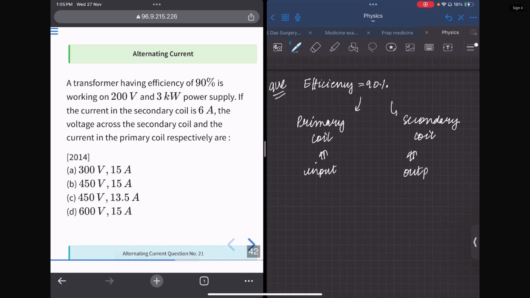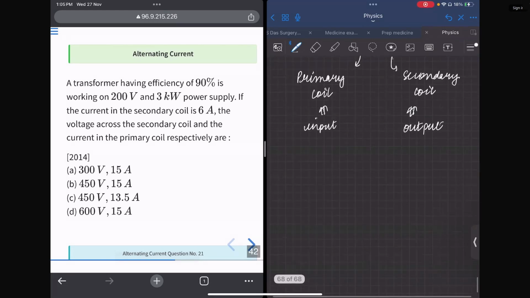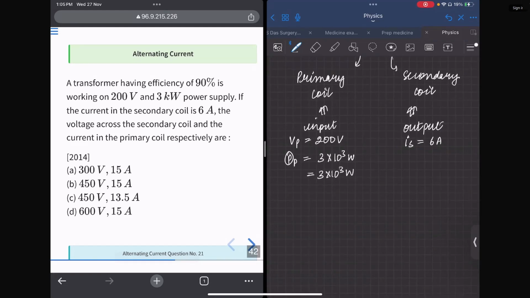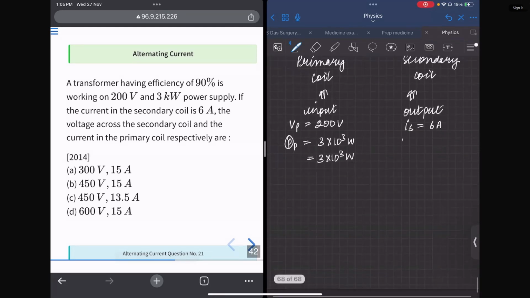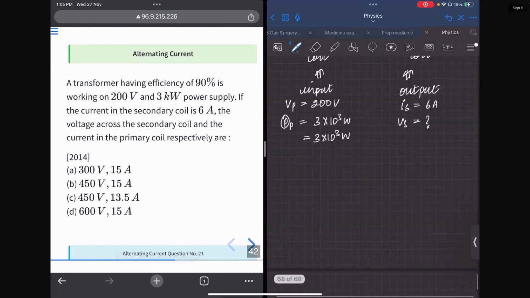Okay. So for the input, which is the primary coil, they have given the voltage VP as 200 volts. They have given PP, which is the power of the primary coil, as 3 into 10 power 3 watt. They have given it in kilowatt, so I've converted that into watt. So it is equal to 3 into 10 power 3 watt. Okay. So if the current in the secondary coil is 6 ampere, so I in secondary is 6 ampere. So we have to find out the voltage across the secondary coil. So Vs is what? Okay. So we'll consider Vs as V only.